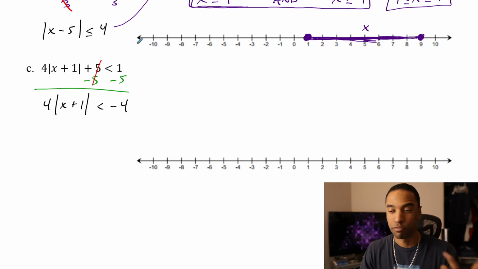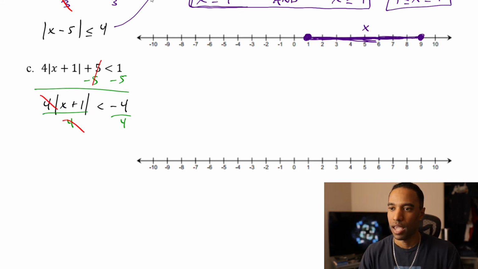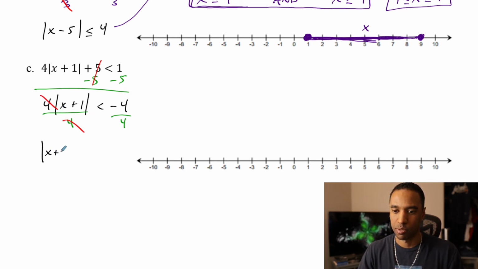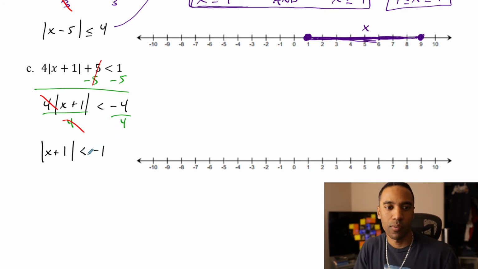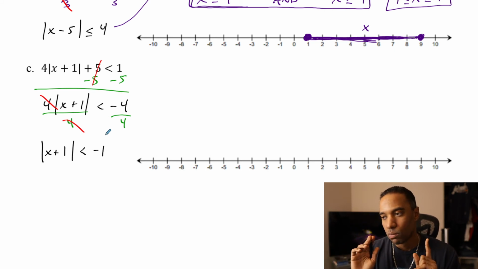1 minus 5 is -4. That's what I did when I subtracted 5 from both sides. Now we divide both sides by 4 to get, again, the absolute value quantity by itself. And then we get the absolute value of x plus 1 is less than -1. Okay. Now we take this part and we state, okay, how do we create our inequalities to go and graph and do things? Well, let's be careful here because I want you to think about what's happening.